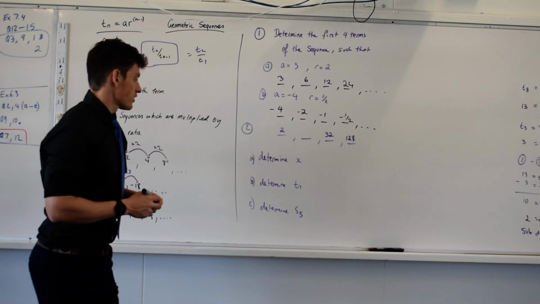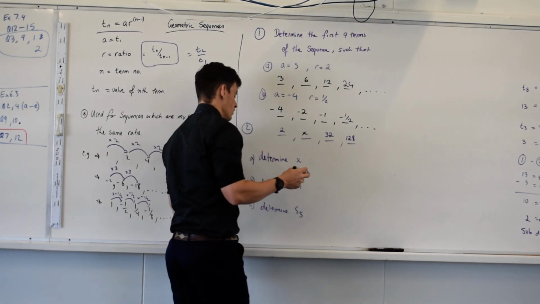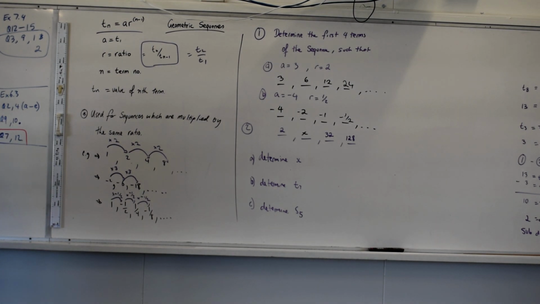Cool. Alright, so for the next question, I haven't actually given you an x value, but I want you to determine x first of all, determine T7, and then determine S5. Now, I haven't actually said anything about the formulas that you need for S5, but these are the geometric sum formulas. There's two formulas based on whether our R value is less than or greater than 1, and I've got the, what do those straight lines around the R mean? Magnitude. So I'm just looking at the size of the R. I don't care whether it's negative or positive.